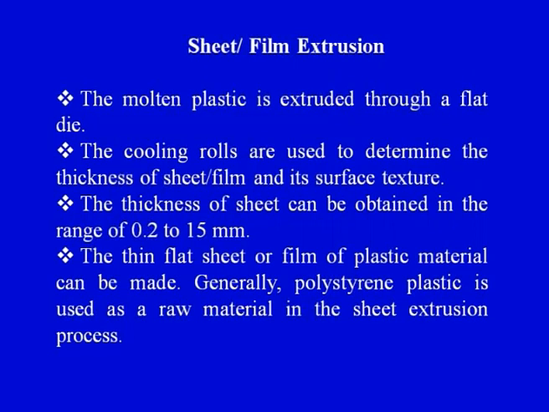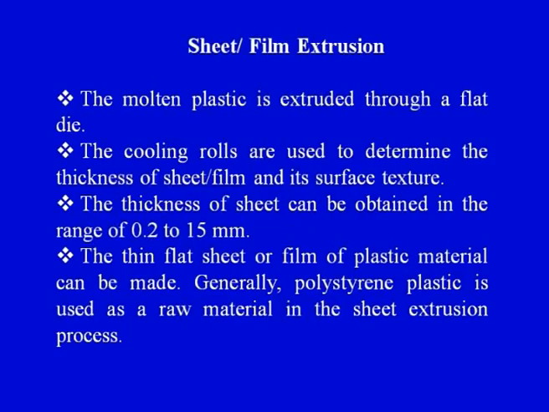As the very first process on your screen you can see sheet film extrusion. So sheet film means that the final product would be in the form of a film or a sheet. So we can read what is there on the slide. The molten plastic is extruded through a flat die. As I have already told, the shape or cross section of the final product would be dependent upon the shape of the die. So in case of sheet film extrusion, the die would be a flat die.